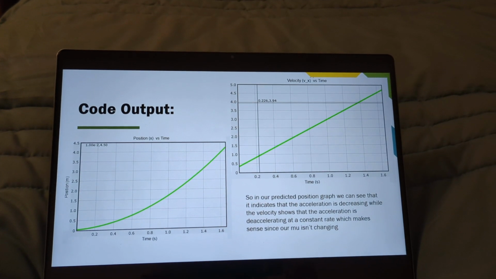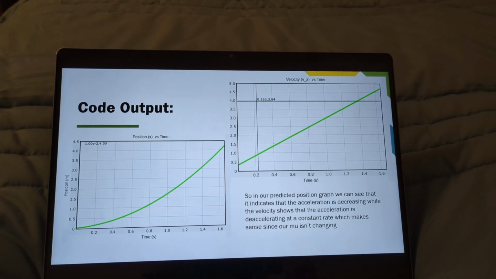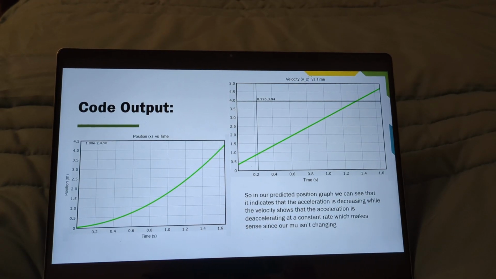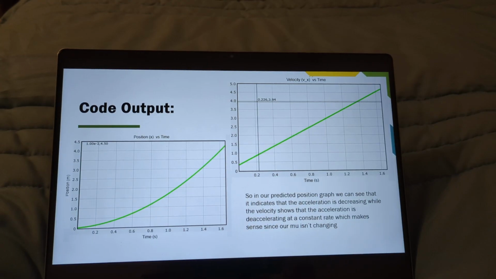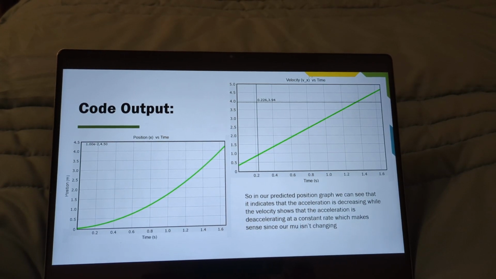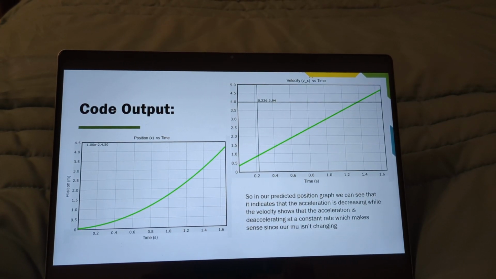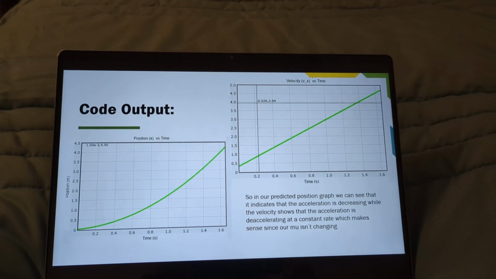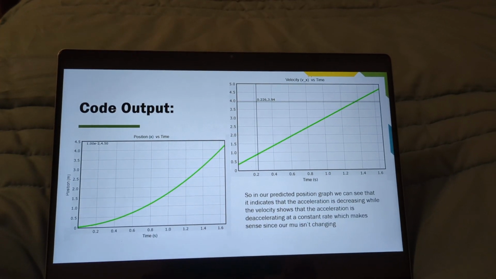Here's the output of the code with a position and a velocity graph. In our position graph, we can see that the acceleration is decreasing, while the velocity shows that the object is decelerating at a constant rate, which makes sense since our mu isn't changing.